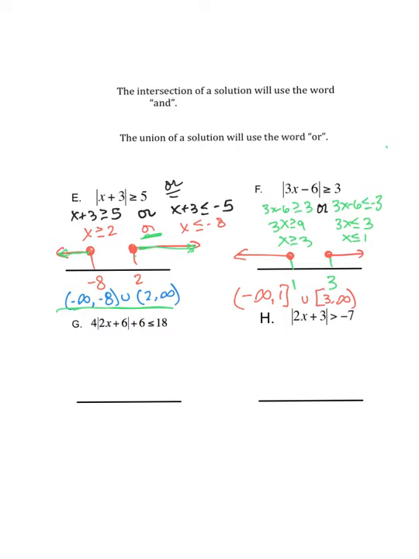Since the 1 and 3 are in brackets and not parentheses, on E, would the -8 and the 2 also be supposed to be in brackets? Yes, you are absolutely correct. Thank you so much for saying that. These should be in brackets also. Yeah, because they're equal. Thank you.